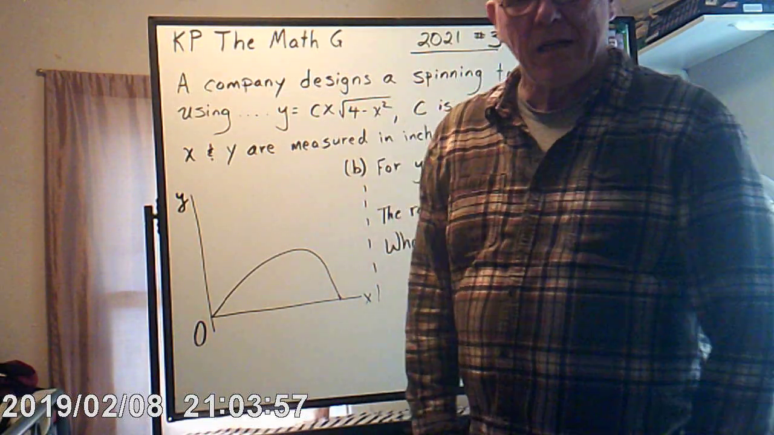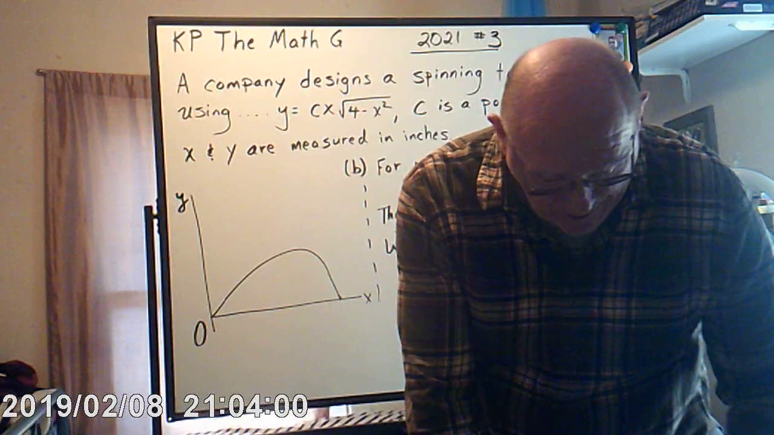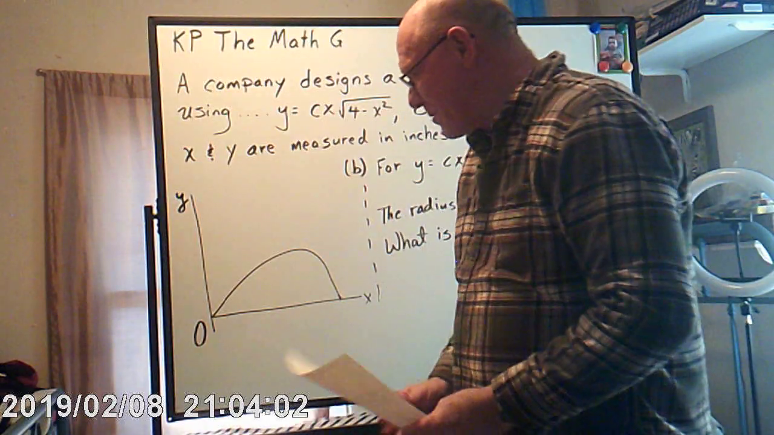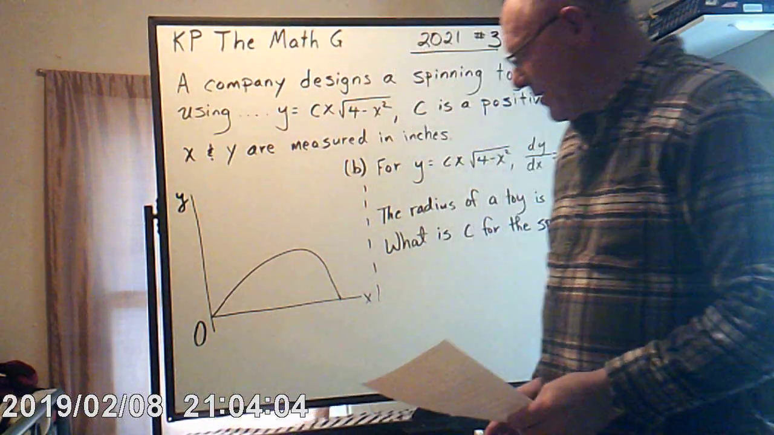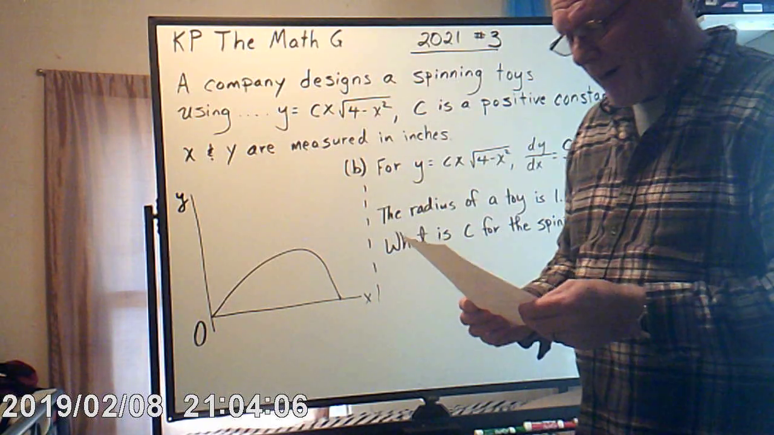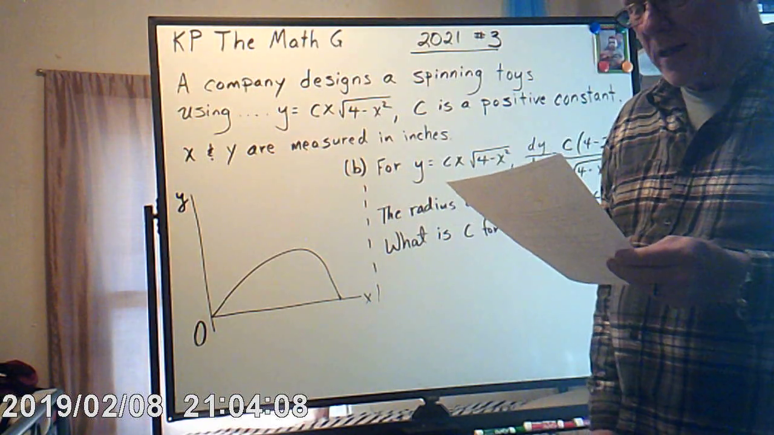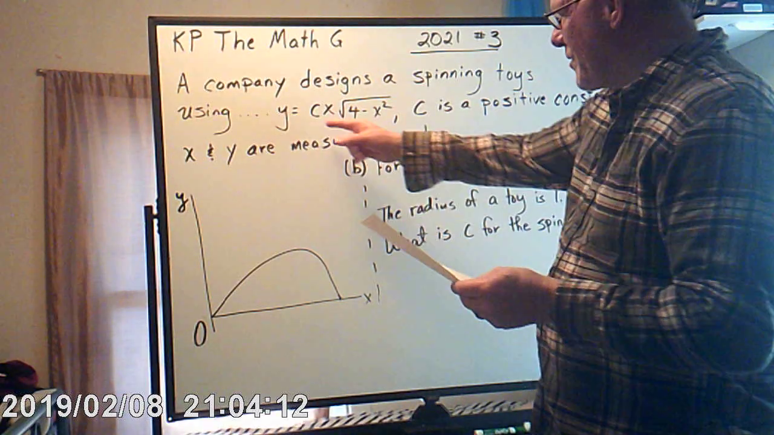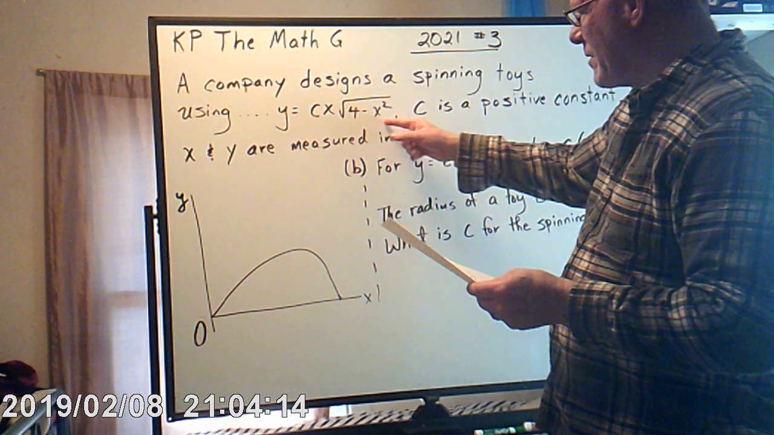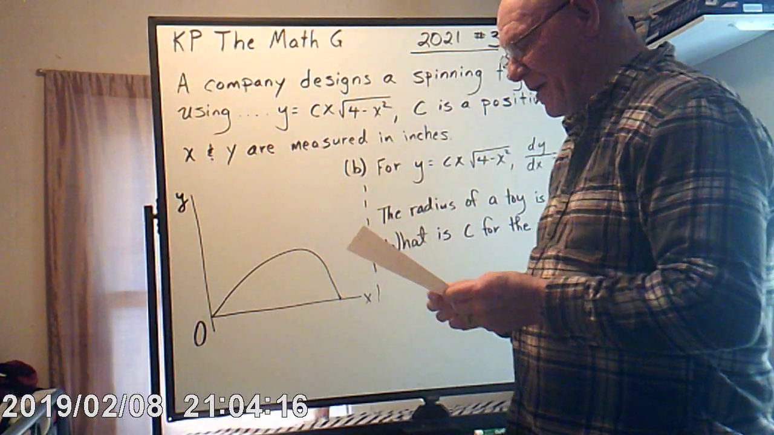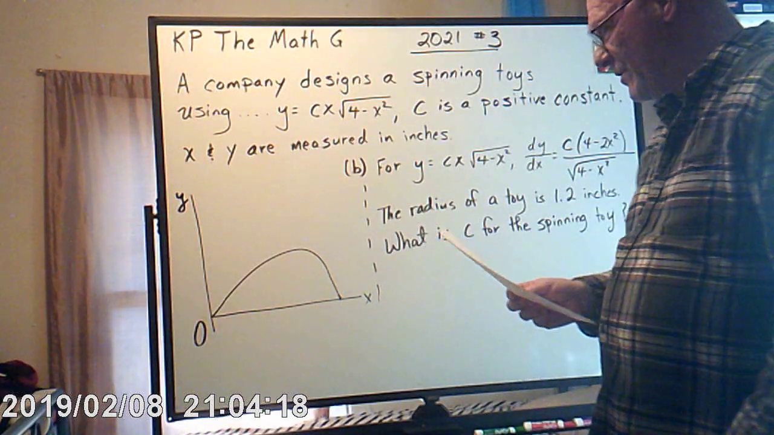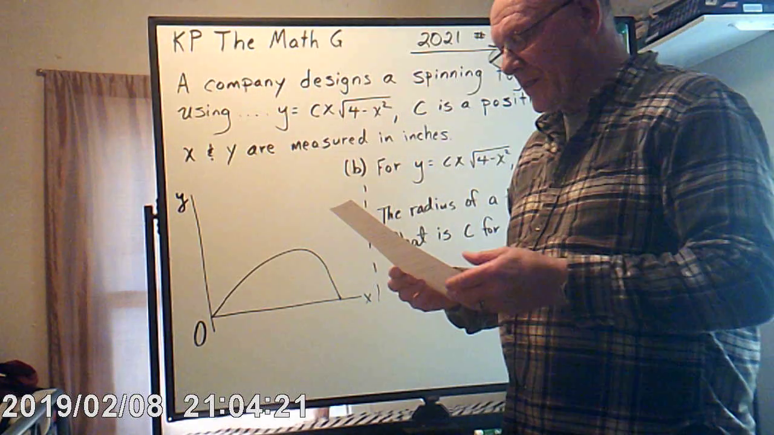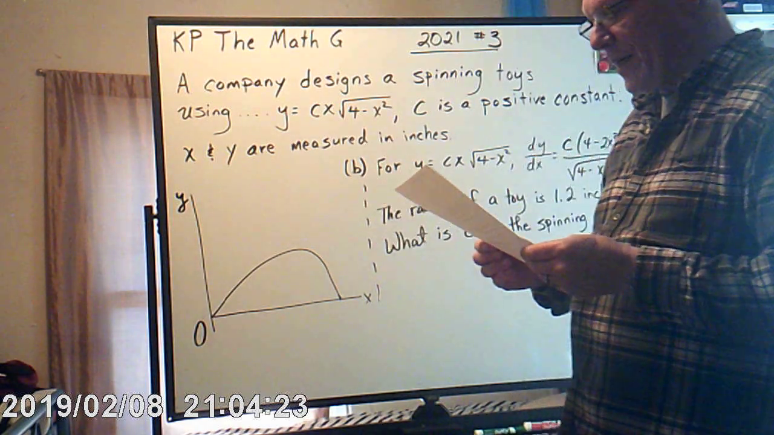But be that as it may, we've got a nice problem here, and I decided to pick part B of this problem. Having such a small board here, I abbreviated here and there, but it says: a company designs spinning toys using the family of functions y equals cx times the square root of 4 minus x squared, where c is a positive constant. X and y are measured in inches.